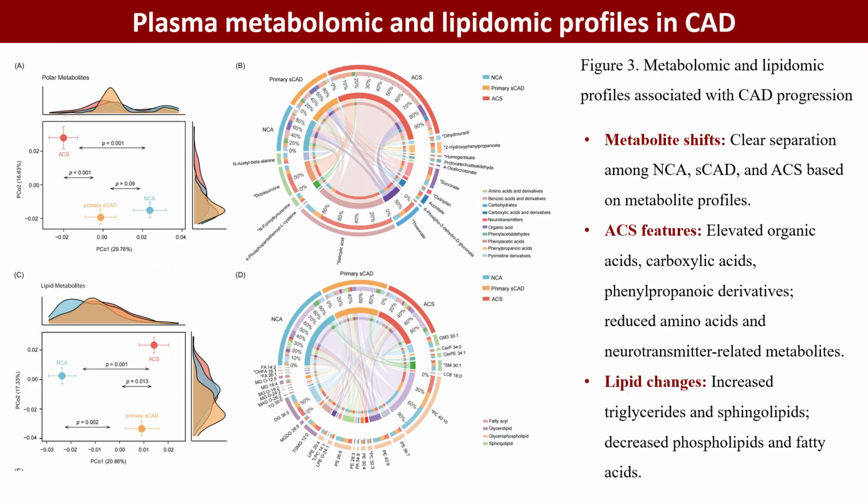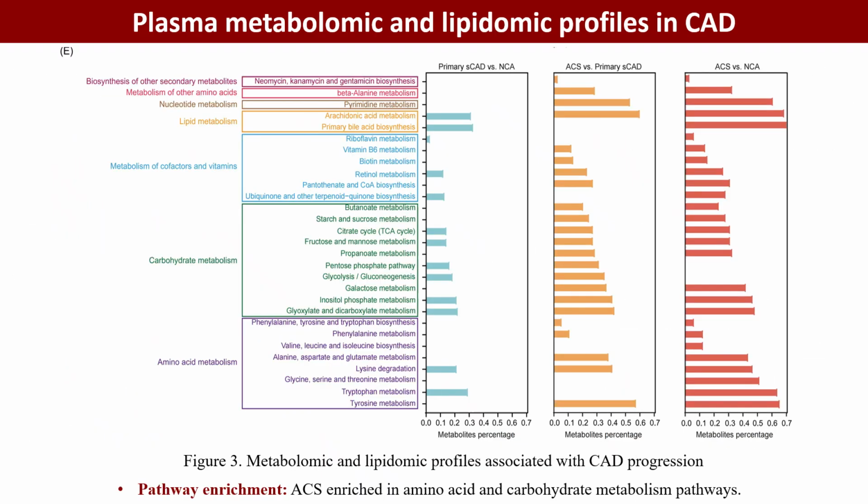In Figure 3, metabolomic profiles separated NCA, sCAD, and ACS. ACS patients showed elevated organic and carboxylic acids and phenylpropanoic derivatives, but reduced amino acids and neurotransmitter-related metabolites. Lipidomics revealed higher triglycerides and sphingolipids, with lower phospholipids and fatty acids. Pathway analysis highlighted amino acid and carbohydrate metabolism reprogramming linked to inflammation.